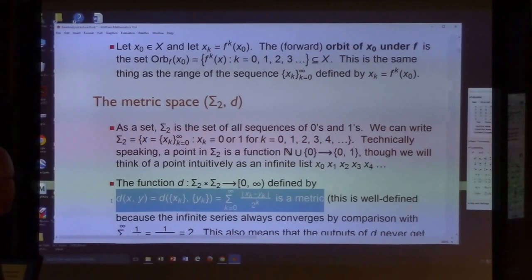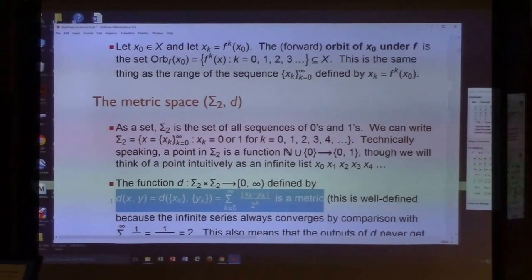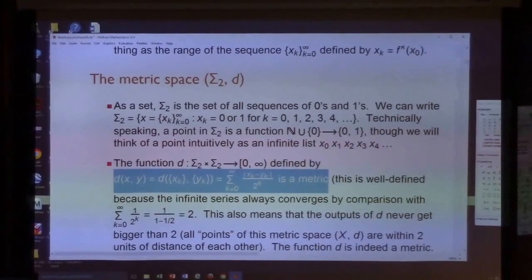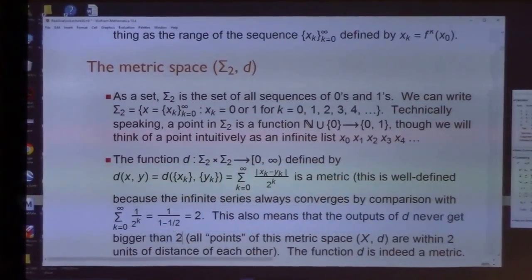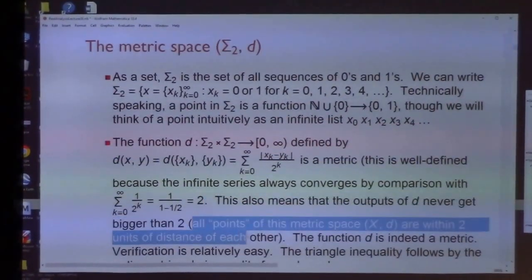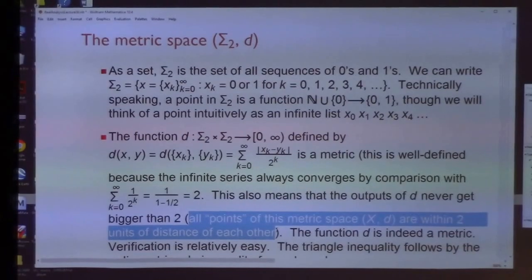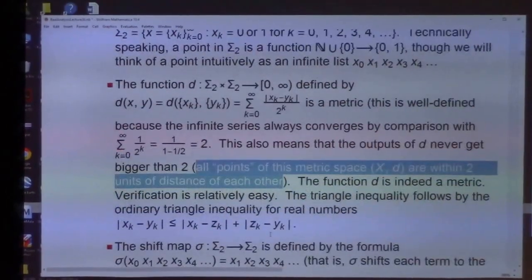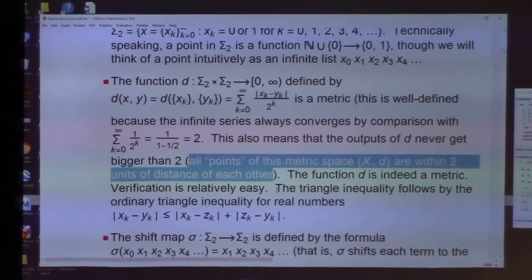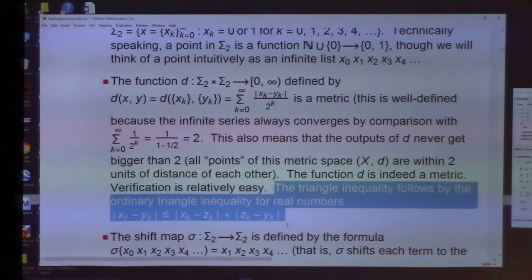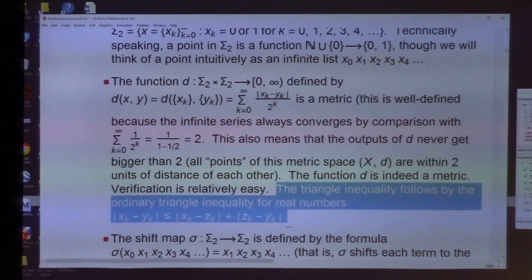That's a metric on the space. It's well defined because the infinite series converges because of the comparison test. And in fact, d never gets bigger than 2. All points in this space are within 2 units of each other under this metric. Maybe not under some other metric. d is indeed a metric. Verification is relatively easy. Essentially, the ordinary triangle inequality helps you prove the triangle inequality for this metric.